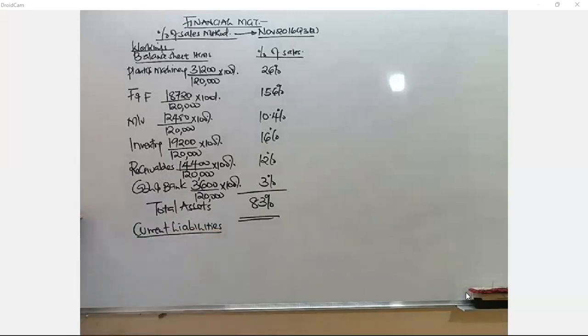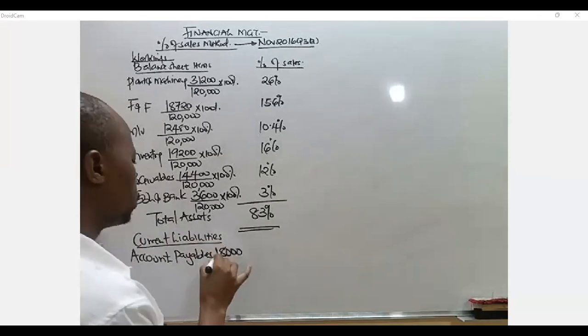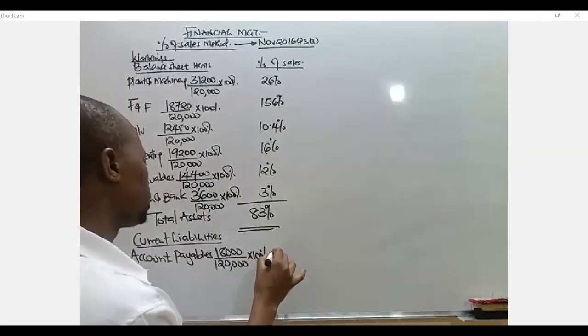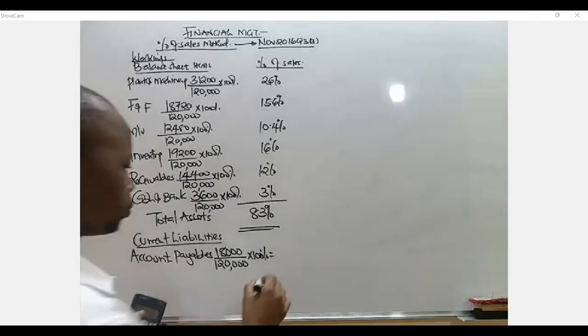In my current liabilities, we have only two values there, on which we are supposed to do our computations. One should be the account payables. So the account payables for us should be 18,000. You divide by 120,000, you multiply by 100%. How much should this be? You just do your computation, and you're going to get 15%.